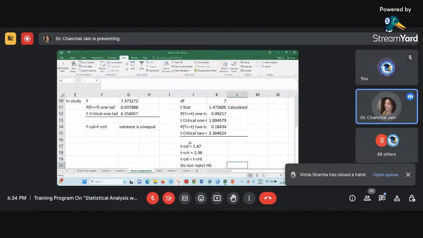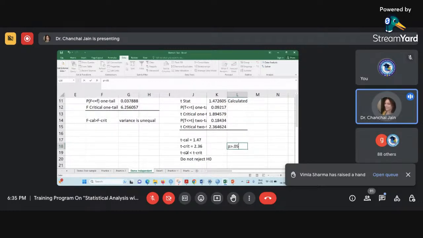Fine, everyone. Now, if I want to make my decision on the basis of p value, you can write that p is greater than 0.05, because it is 0.018. So it is greater than 0.05. So we can again say that we do not reject the null hypothesis. Either we use this parameter as the decision rule or this one, both are stating the same thing: we are not going to reject the null hypothesis, and we are concluding that there is no significant mean difference in the study hours of male and female students.